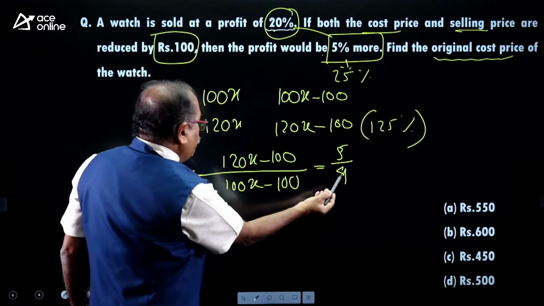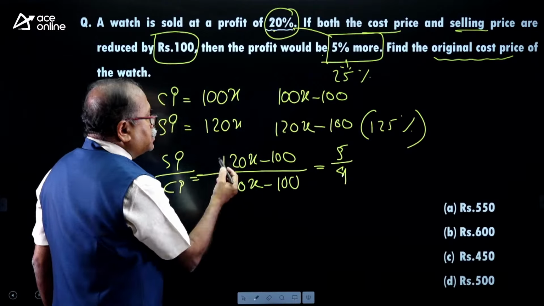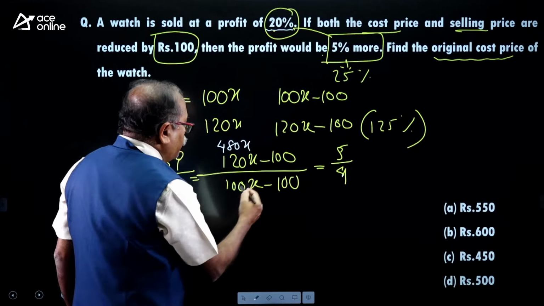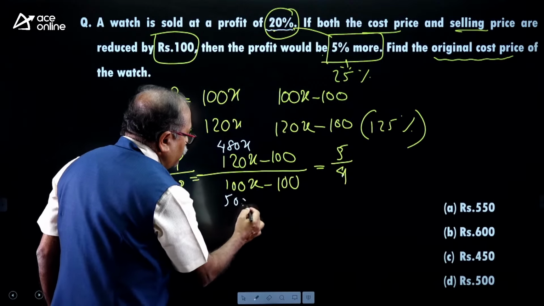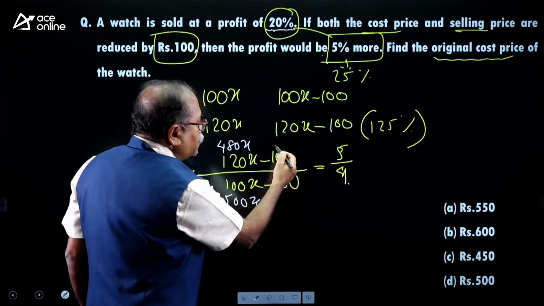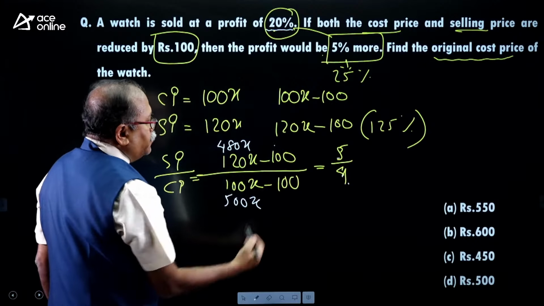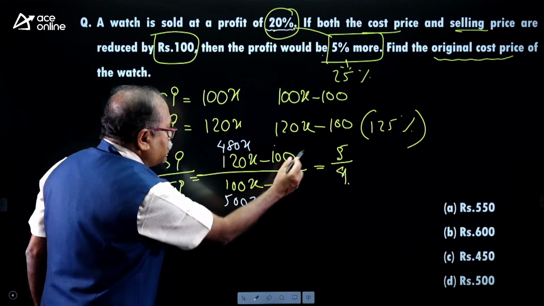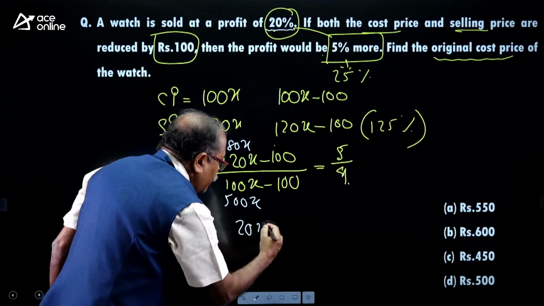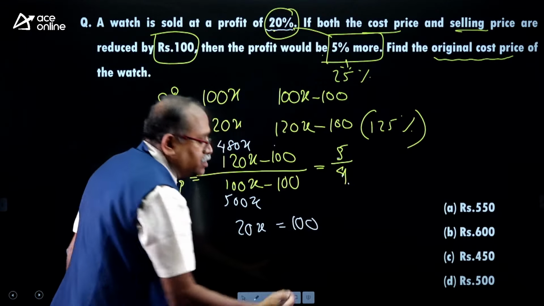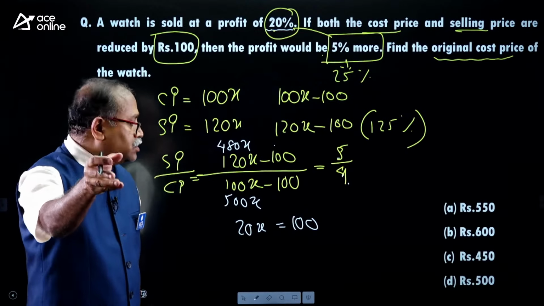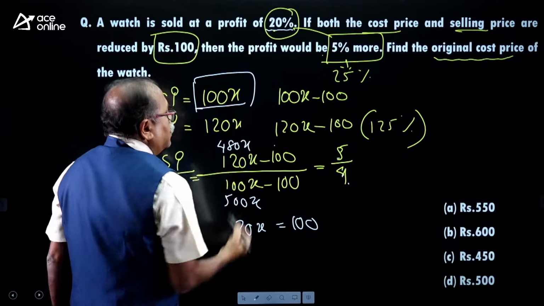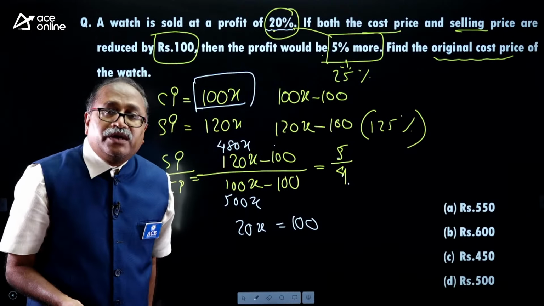So when I multiply this, 12 times 4 is 48, 480x over here. And with 5, this is 500x over here. Okay, and this is 400, this is 500, and the difference is 100. So I can directly write 20x is equal to 100, then x is equal to 5. If x is equal to 5, what is 100x? The 100x is equal to 500.